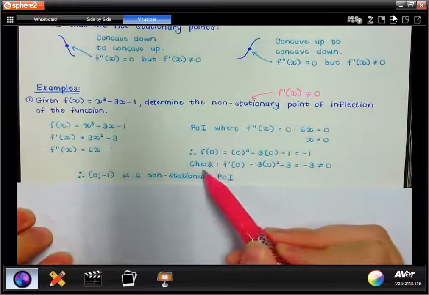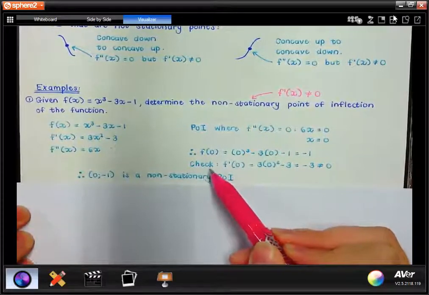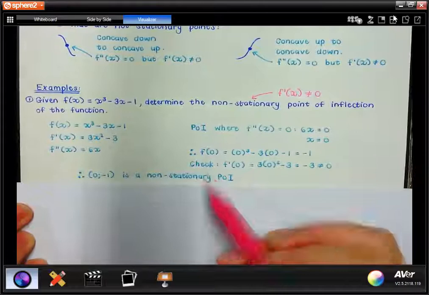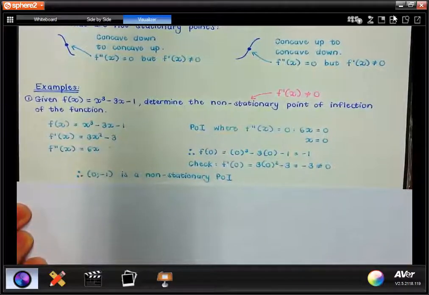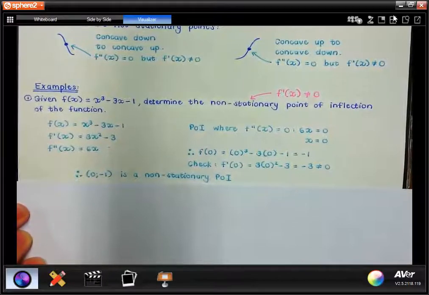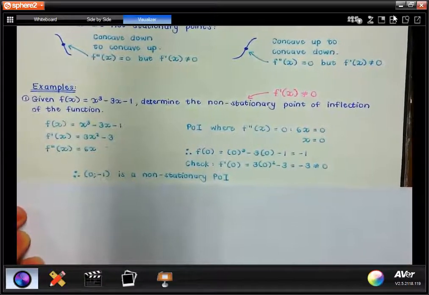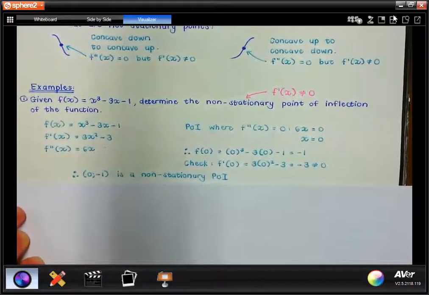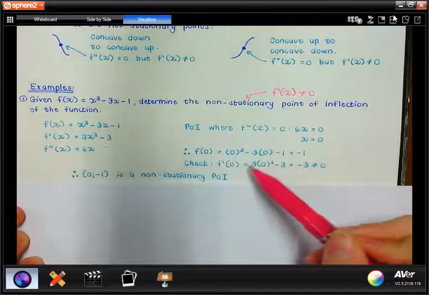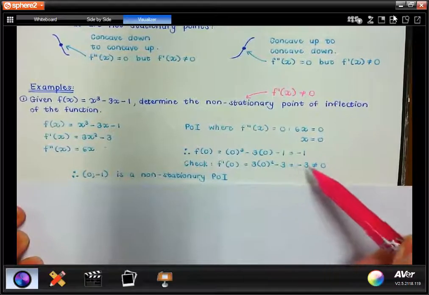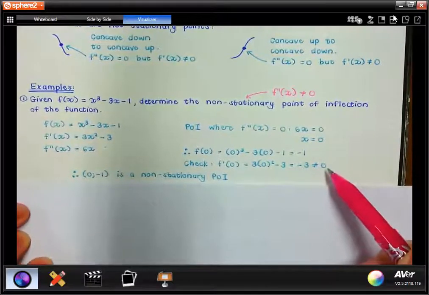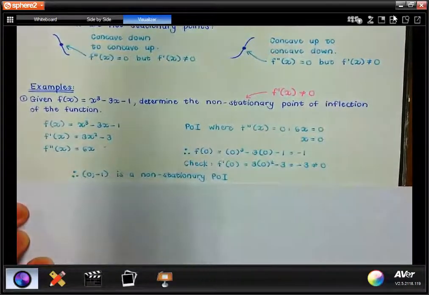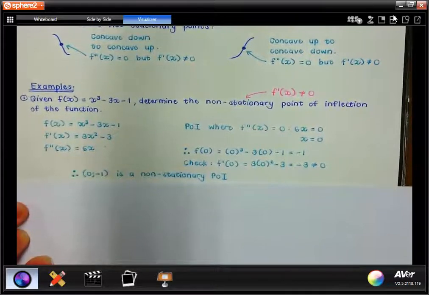So to check whether it is in fact a non-stationary point of inflection: for stationary, your first derivative must also be 0 at that point. Non-stationary, your first derivative is not 0 at that point. Either way, you must sub the x value into the first derivative. So we're doing that and we're getting -3, which is not 0, which makes it a non-stationary point of inflection.